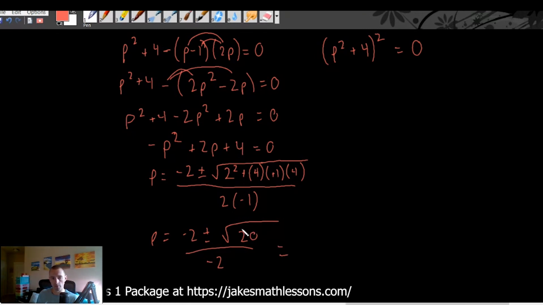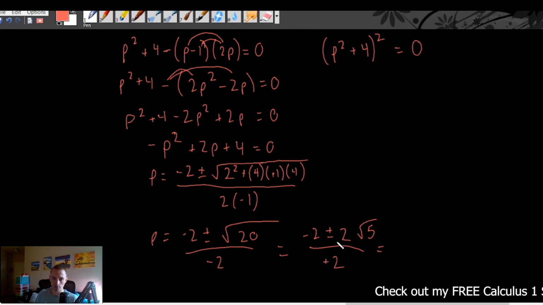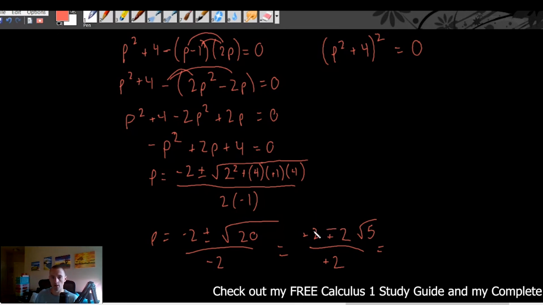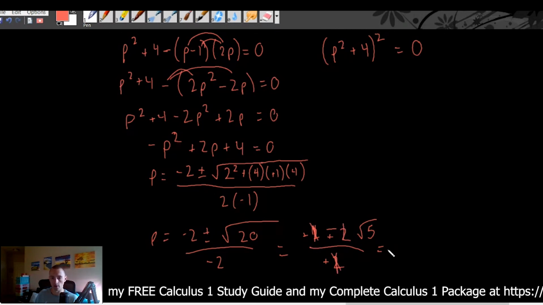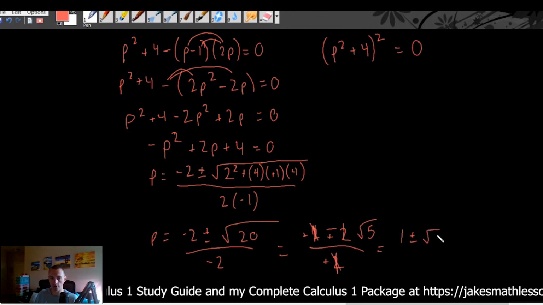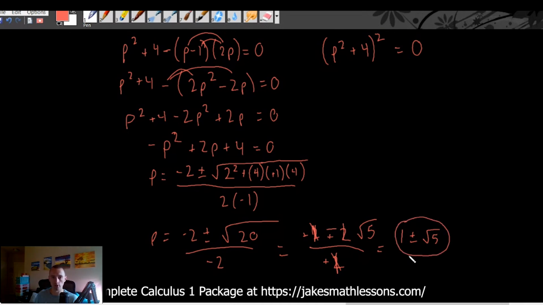So let's see here. We can factor a 4 out of this, giving us negative 2 plus or minus 2, because when you factor a 4 out of a square root, you have to square root it, leaving you with 2 times the square root of 5 all over negative 2, which then simplifies down. The negative can cancel with all of these, and the 2 is going to cancel with all of these, turning them into a 1. So we get 1 plus or minus the square root of 5 all over 1. So 1 plus root 5 and 1 minus root 5 are 2 of our critical numbers.